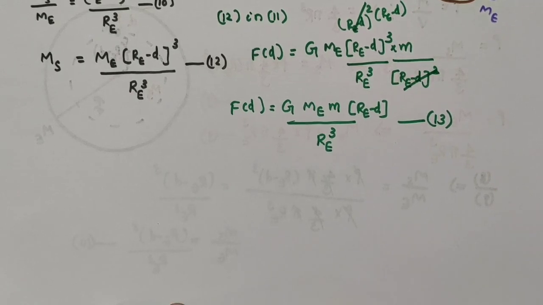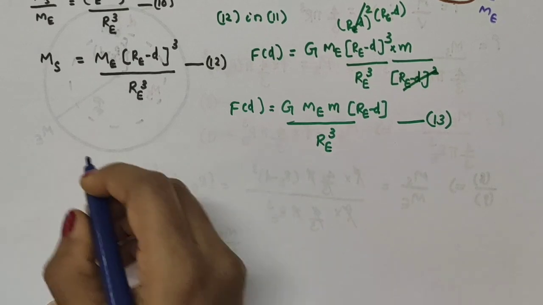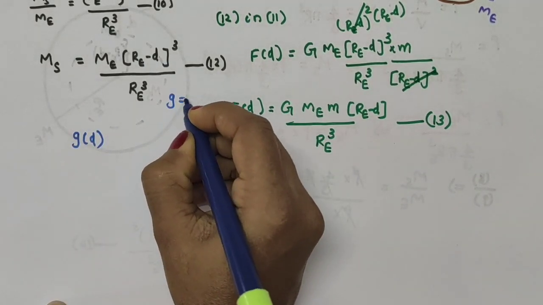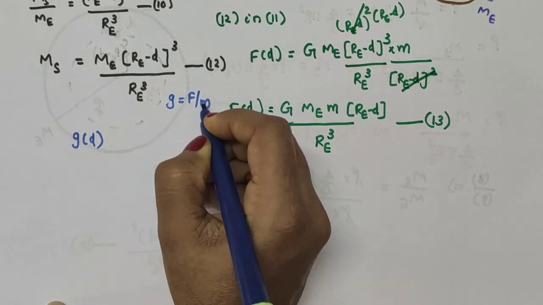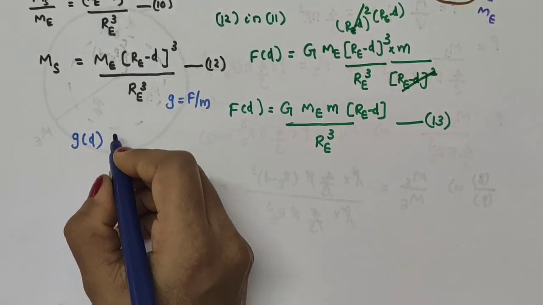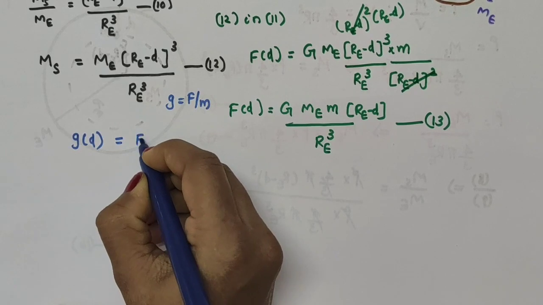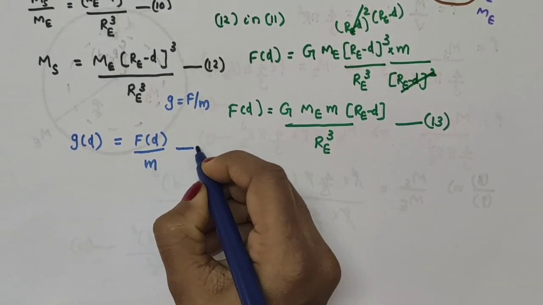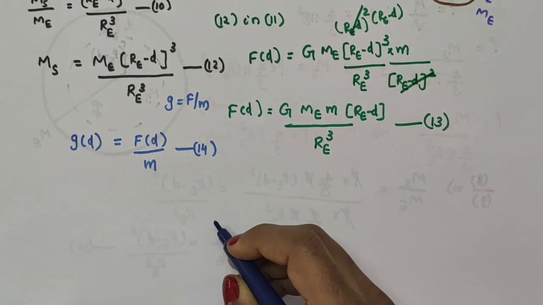We want to know about the acceleration due to gravity at a depth d. So we can write g of d. We have acceleration due to gravity g equal to F by m, that is F is equal to m into g, so g is equal to F by m. So g of d can be approximately written as F of d divided by m. I am taking this as equation 14.